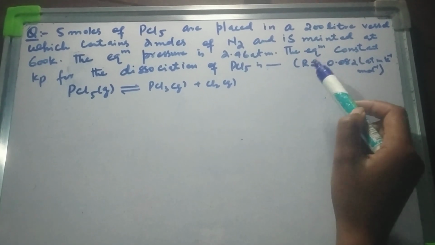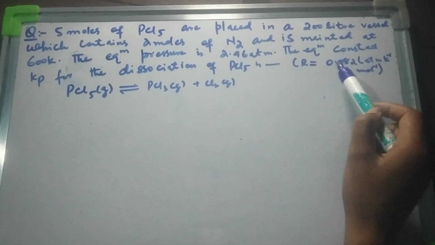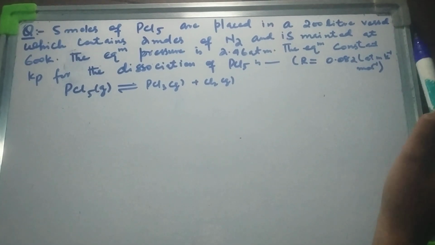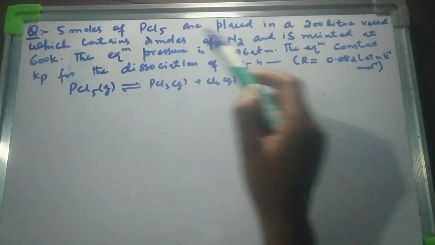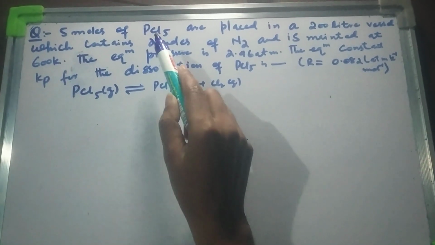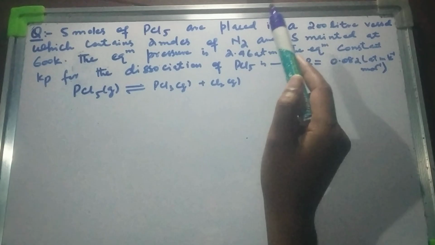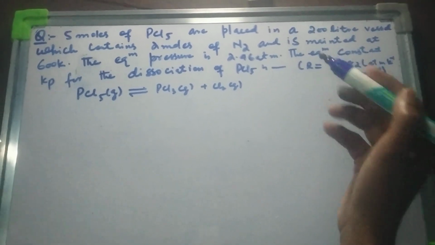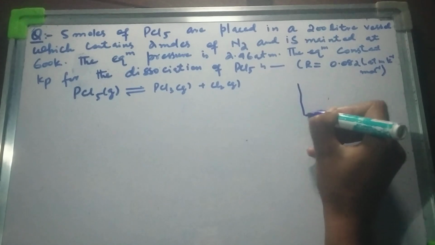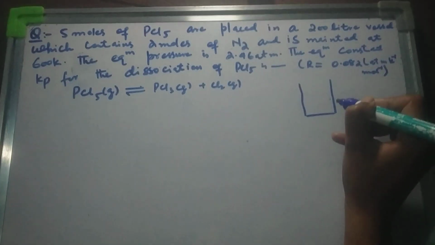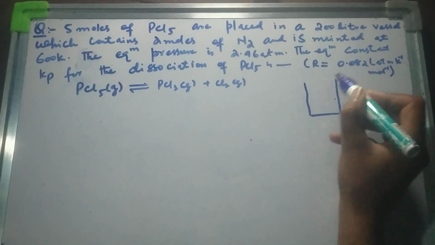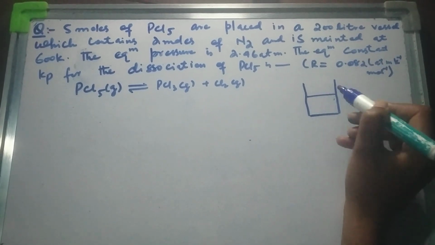The value of R is given: R is an ideal gas constant, R equals 0.082 liter atm per Kelvin per mole. This is the value of R. The question says we have 5 mole of PCl5 that are placed in a 200 liter vessel. Here this is a vessel, and it has a capacity of 200 liter.